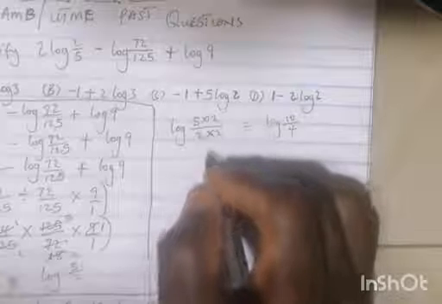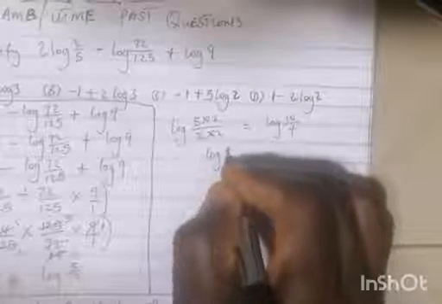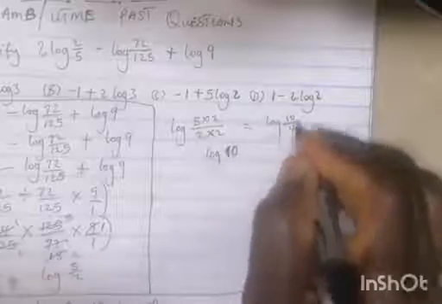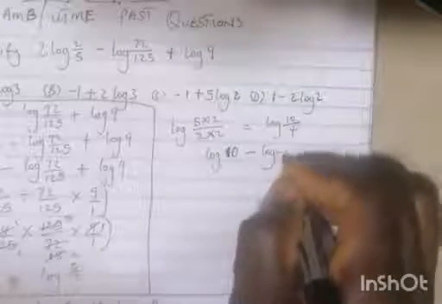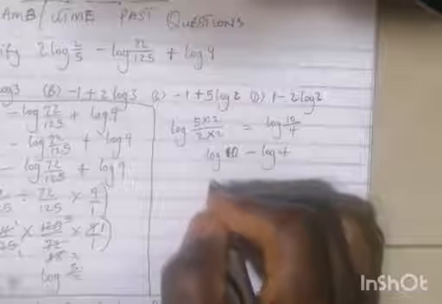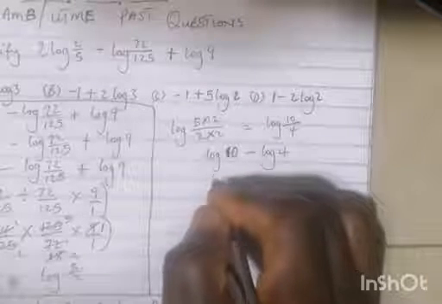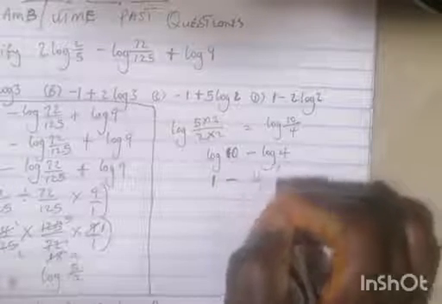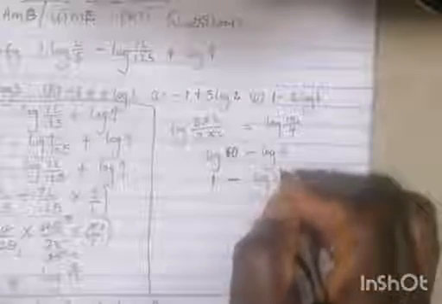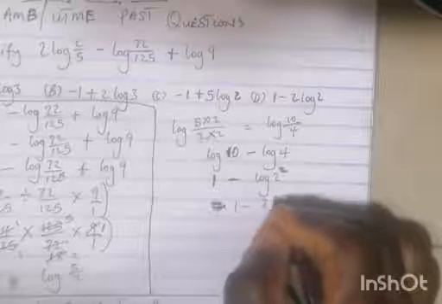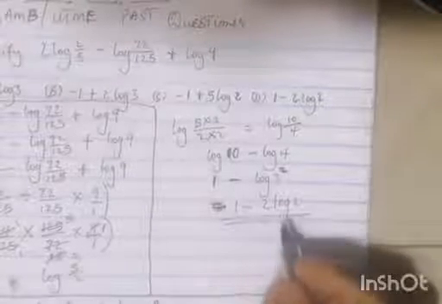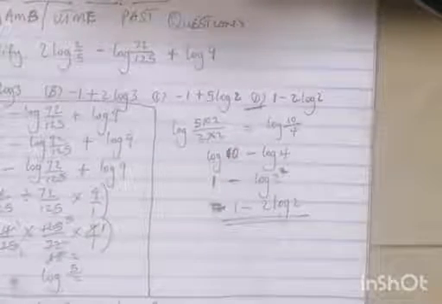So I can separate log 10. Log 10, because of this division, will become minus log 4. And log 10 base 10 will give us 1, minus log 2 square, because 4 is 2 square, and that will give me 1 minus 2 log 2. So we can check that in the options. The answer here will be 1 minus 2 log 2, which is option D. That will be the correct option.